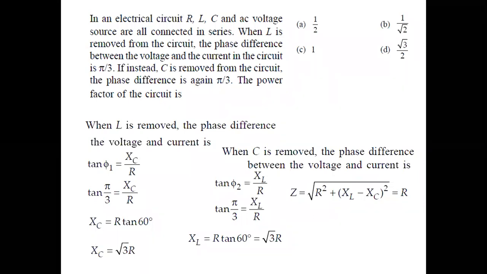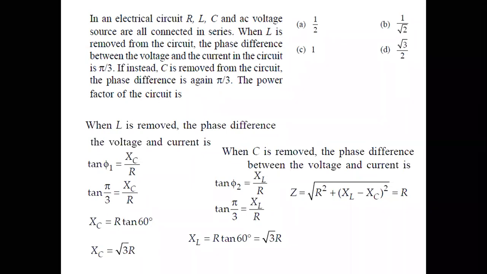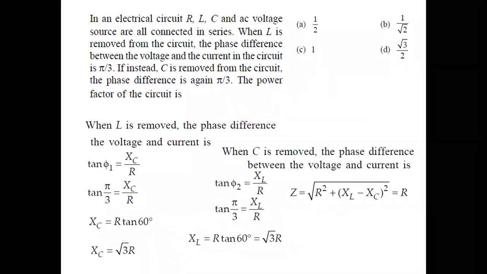They are equal in magnitude, but their phase angle is 180 degrees. XL and XC are 180 degrees apart, so I can say they are equal and opposite, hence their net value is going to be zero. Hence impedance becomes simply R.